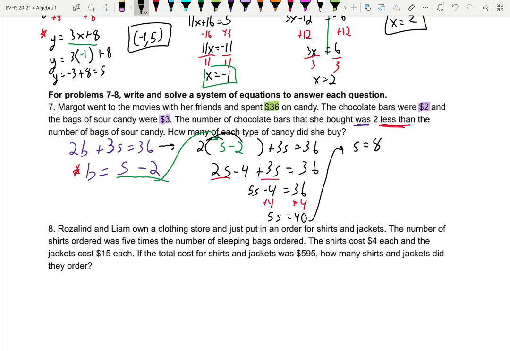Okay, so we got 8 bags of sour candy. Now, we're going to jump back over to the STAR equation. B is equal to, we're going to substitute in, so the s we're going to replace with parentheses, and then we're going to plug in the 8. So B equals 8 minus 2 is 6. So B equals 6. So it looks like I bought 8 bags of sour candies and 6 chocolate bars. Okay.